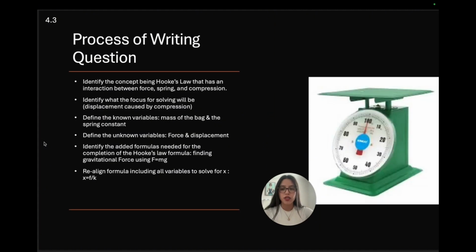There was a process for writing this question. First, we identify the concept, which is Hooke's law. It has interaction between force, spring, and compression. We identify what the focus will be, which is what we're solving for, and that is the compression. Define the known variables, which are the mass of the bag and the spring constant. Define the unknown variables, which are force and displacement. And then identify the added formulas needed for the completion of the Hooke's law formula, which is finding the gravitational force. And we realign the formula including all variables to solve for x.